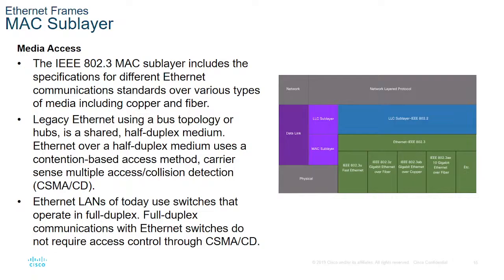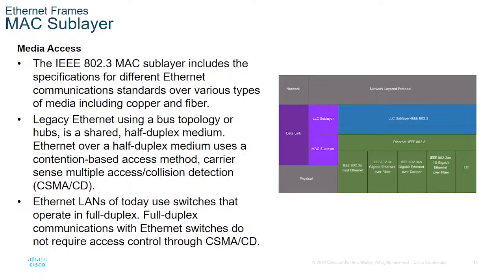Another function done by the media access control layer, as explained earlier, is media access. The IEEE 802.3 media access sublayer includes the specification for different Ethernet communication standards over various types of media, for example, copper or fiber. So as we know, this layer is responsible for accessing media, but the media can be different. We can have fiber, we can have wireless, we can have copper.